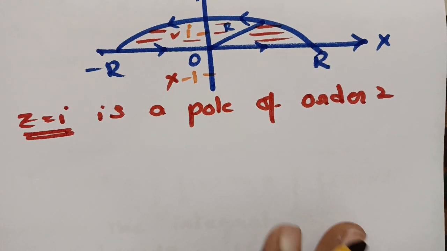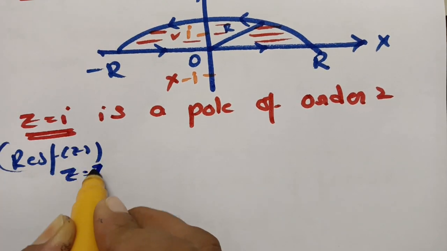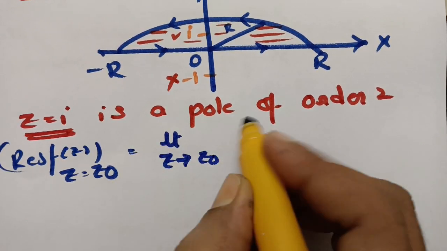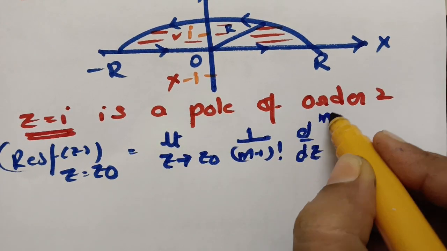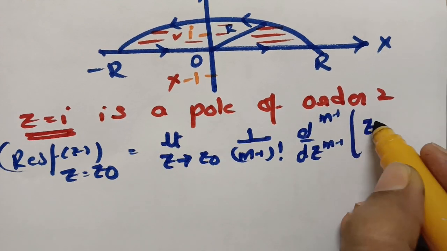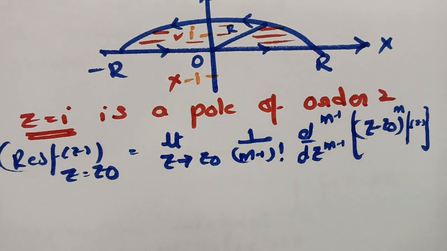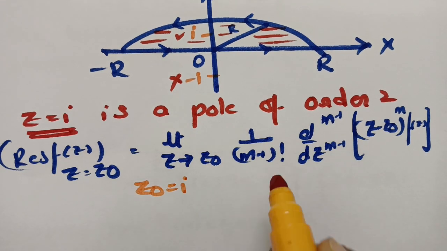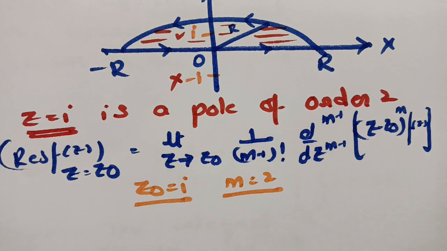As it is of order 2, there is a formula. The residue of f(z) for the pole z = z0 is the limit as z tends to z0 of 1 by (m minus 1) factorial times d by dz to the power (m minus 1) of (z minus z0) to the power m times f(z). Clear? In this, z0 is the interior pole i, and m is the order, 2. So if I substitute here, what will be our residue value?